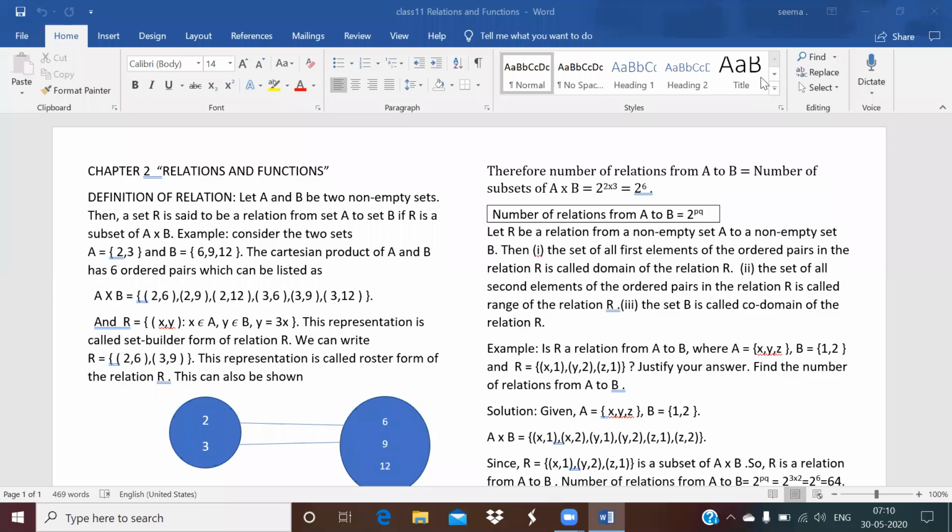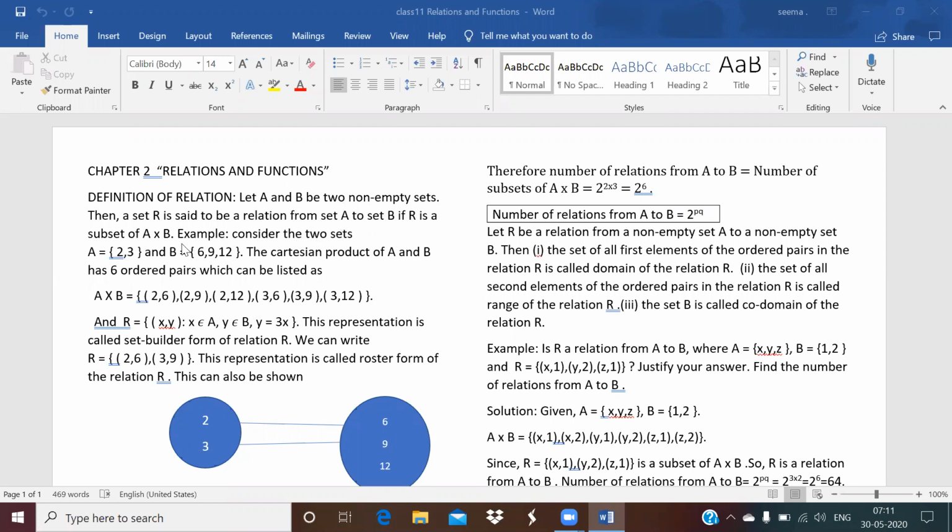Good morning, children. Let's continue the same topic, relations and functions, in which I'll explain to you the definition of a relation. You can see here that A and B are two non-empty sets and a set R is said to be a relation from set A to set B if R is a subset of A cross B. For this, you can see an example that will be much better for you.